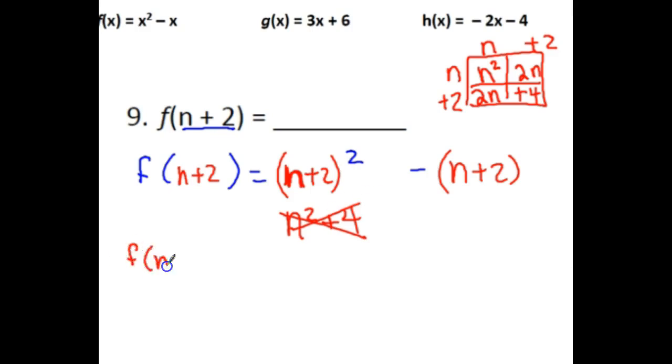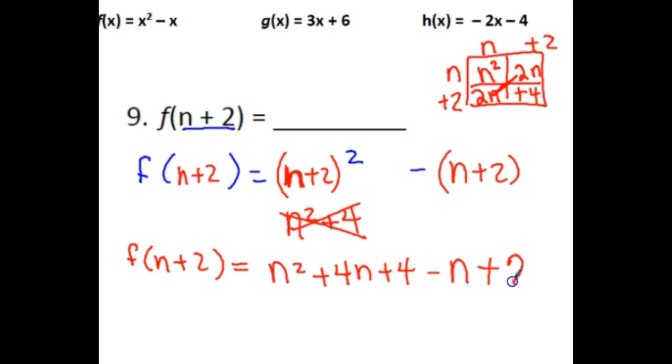And so when you multiply that out, you get n squared plus 4n plus 4, because you're going to combine like terms right there. Is this going to be minus n plus 2? That's too many. That's a major math mistake. Can you find my major math mistake? Which sign? You have to distribute the negative, and so when you subtract that, that would be minus n minus 2.